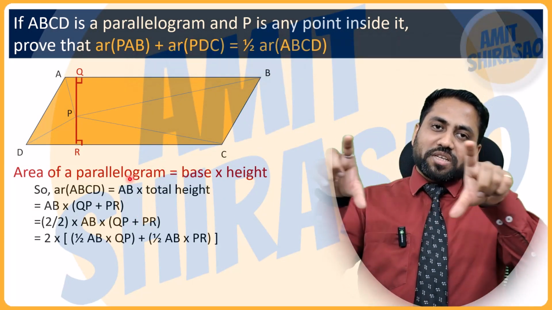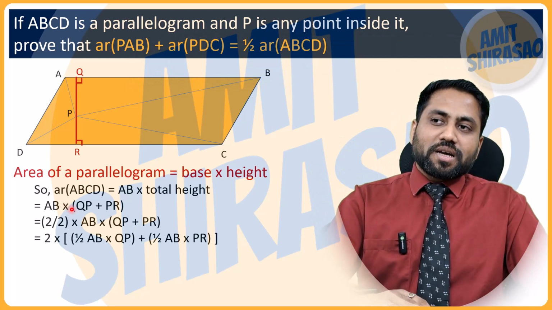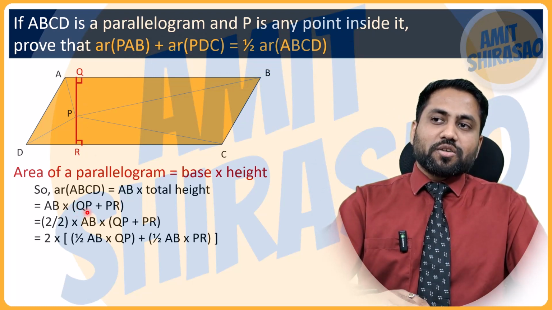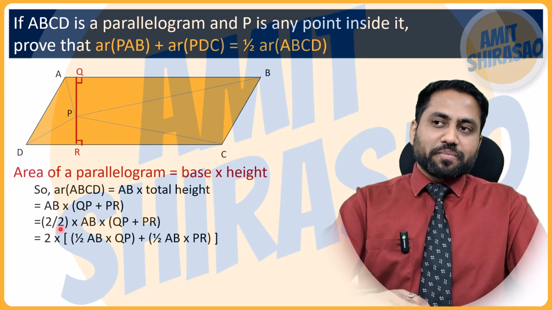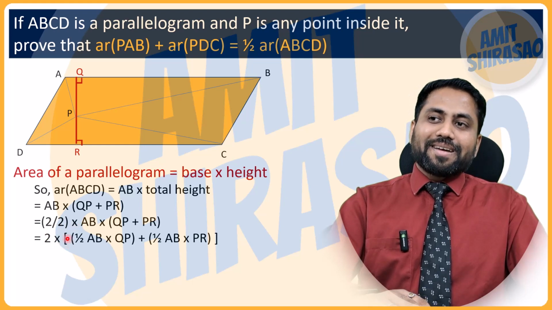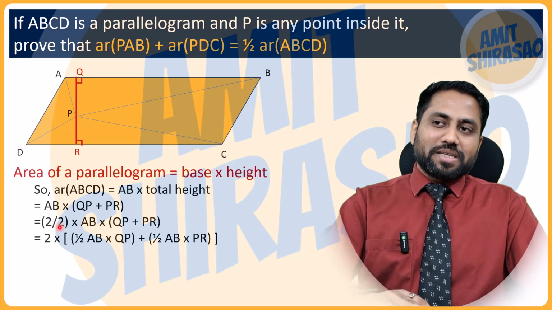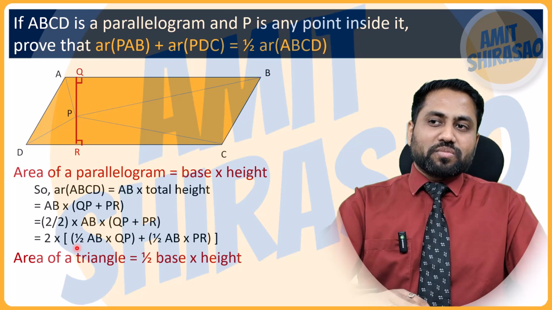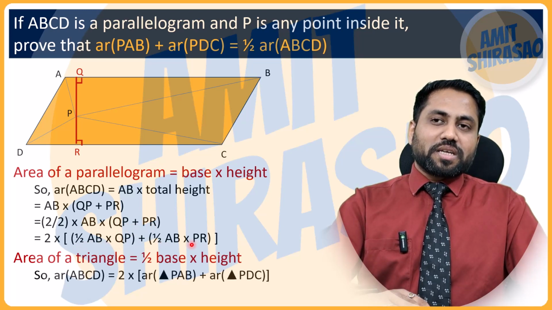So I'll start from the area of the parallelogram, and then I'll say this height can be divided into two parts, QP and PR. I can say 2 by 2 here, so I'll keep 2 outside and put this half inside. So AB by 2 goes inside, and this basically is the area of the first triangle. This is the area of the second triangle.